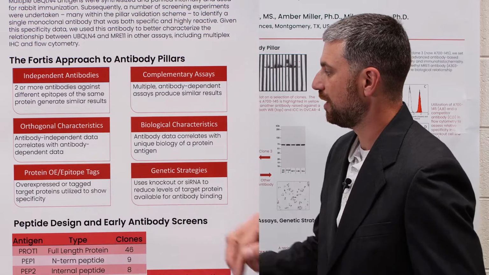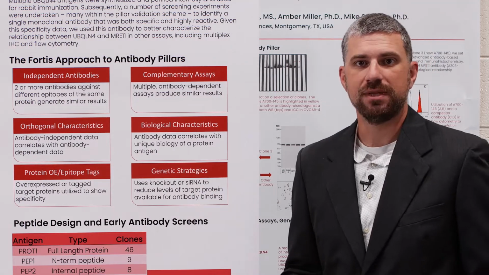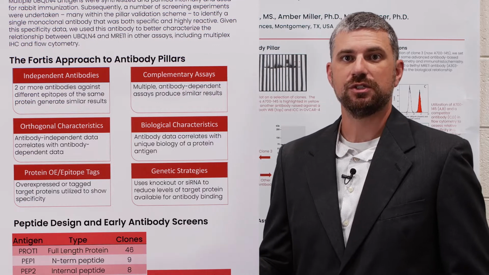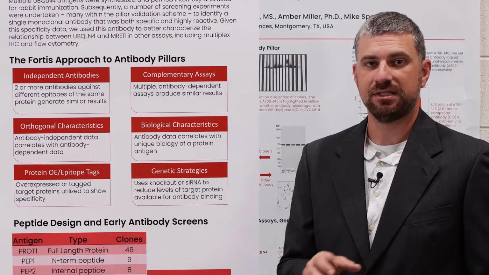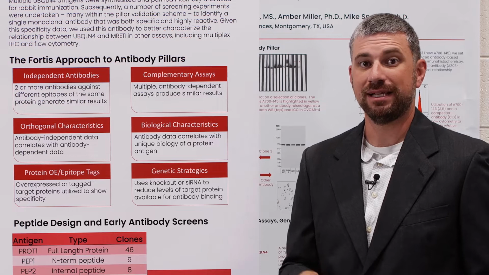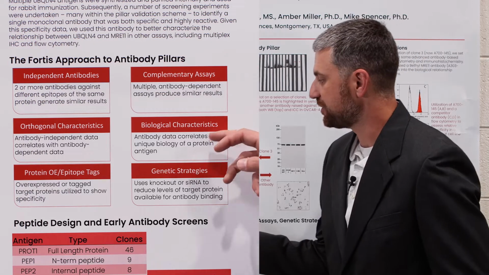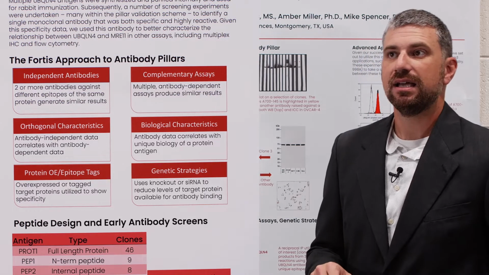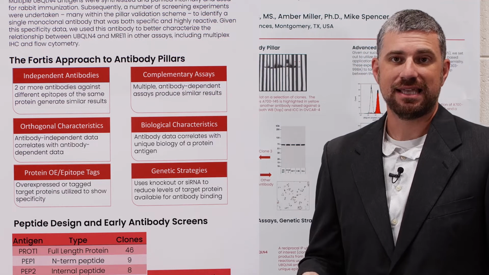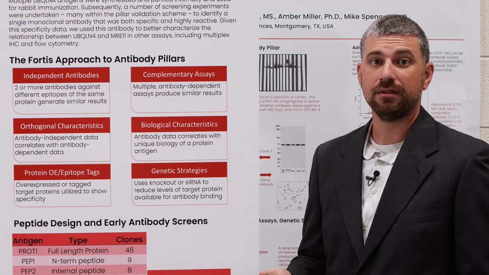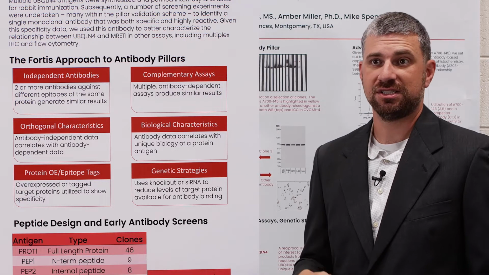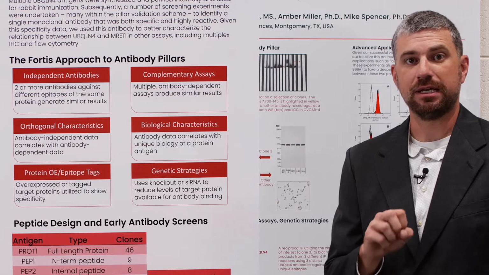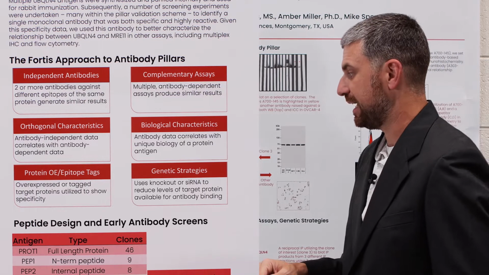We also have what we call an orthogonal characteristic, which means that 2 antibody independent assays, such as a mass spec, are producing data that is consistent with the data that we're seeing from antibody dependent assays. We also have what we call a biological characteristic, which basically just means that an assay is able to take advantage of the specific biology of one of the target proteins, such as a phosphospecific protein, and that the biology that we are expecting to have happen is consistent with that assay result.